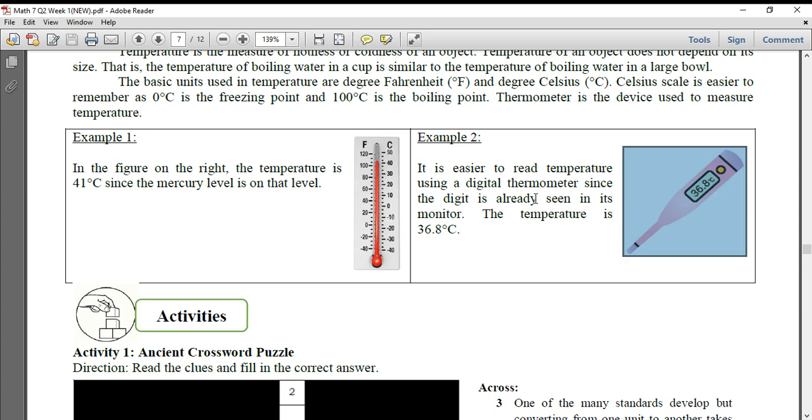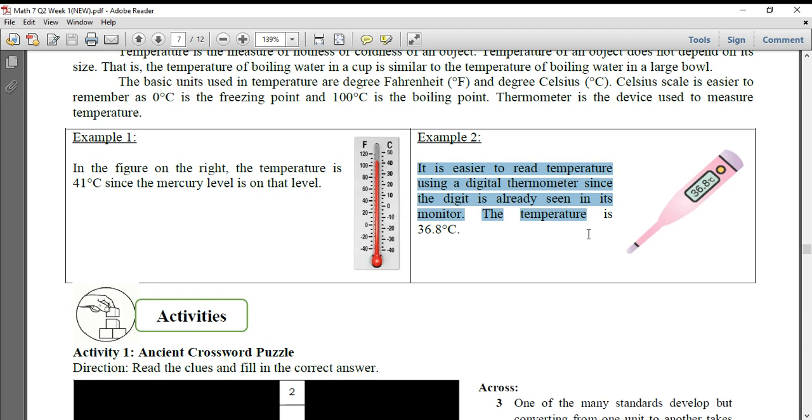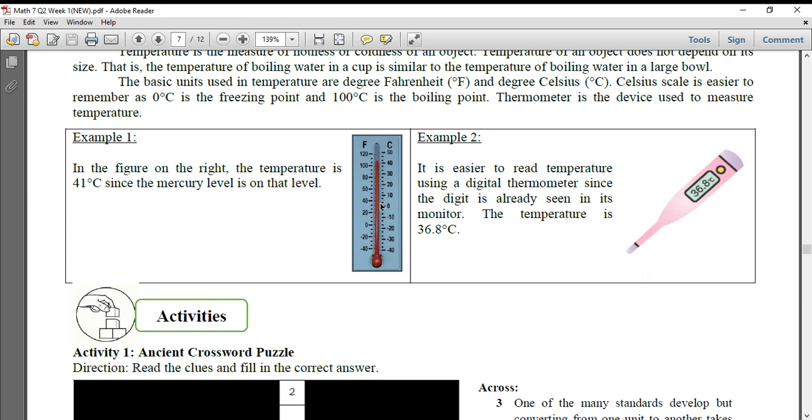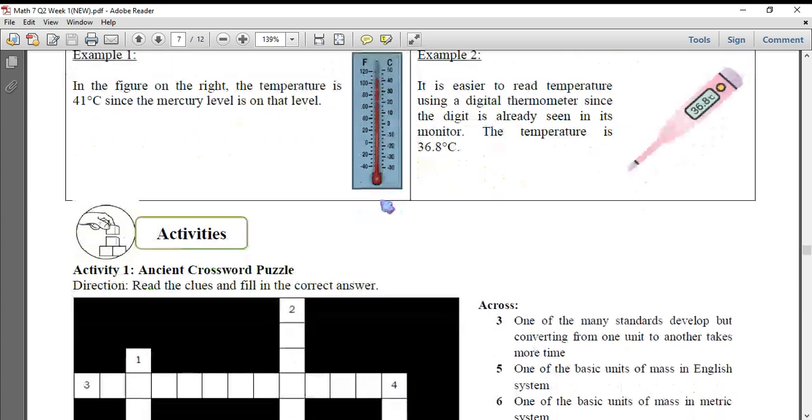Okay. At this time, ito mas madali na lang kasi makikita natin kaagad. Okay, 36.8 degrees Celsius. Okay, so it is easier to read temperature using the digital thermometer. Kita nyo kaagad anong reading. So unlike pag mercury, ang itong klase ng thermometer na gumagamit ng mercury.